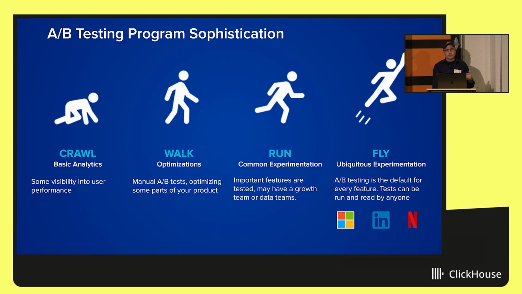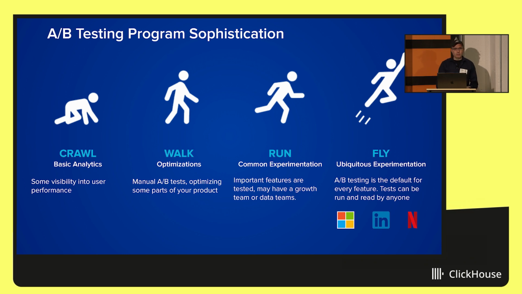So typically how companies start experimenting is they start at the really basic, what we call the crawl stage, where you've maybe just added event tracking and you're starting to look at aggregate performance. You might start moving a little more advanced, now you're kind of walking. You're starting to optimize some parts of your product, maybe you run a couple of A/B tests here and there, maybe just on the important parts of your product.